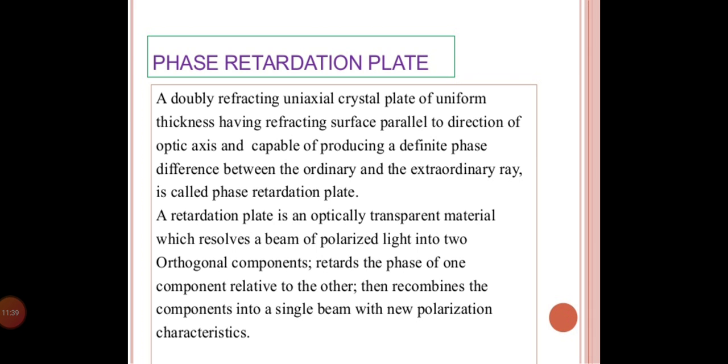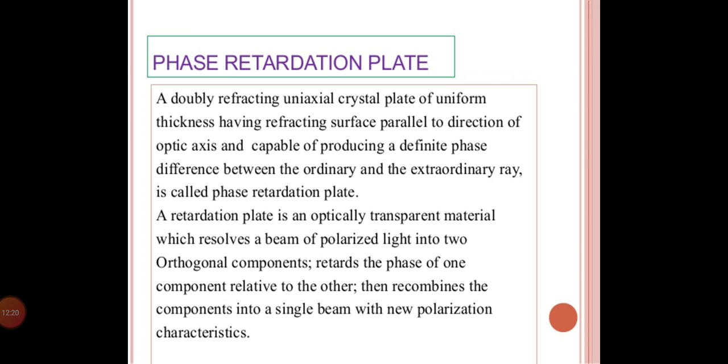So this was all about the elliptically and the circularly polarized lights. The next, and very important, topic is the phase retardation plates. What are phase retardation plates? These are the plates which are able to produce a particular phase difference between the ordinary and the extraordinary component. So a doubly refracting uniaxial crystal plate of uniform thickness, having its refracting surface parallel to the direction of the optic axis, and capable of producing a definite phase difference between the O and E component, will be known as the phase retardation plate.